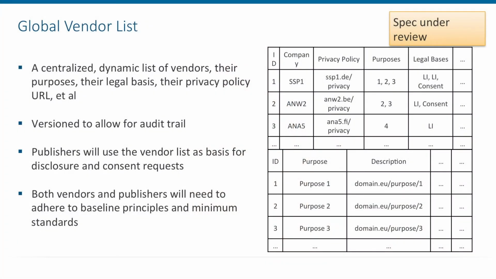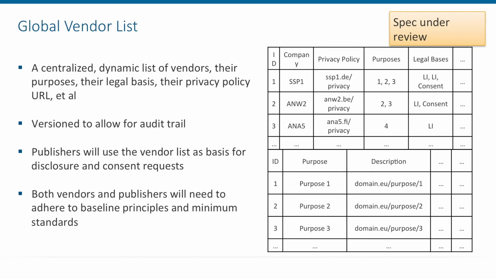To start off, in order to be able to demonstrate to the user and disclose to the user who's actually participating in a transaction, we need to define who all the players in the transaction are. And so this starts with a global vendor list. The idea here is to have a centralized dynamic list of vendors, each of their purposes, which we'll get into in a bit, the legal bases behind those purposes, and things like the privacy policy URL and so forth. This vendor list is dynamic.